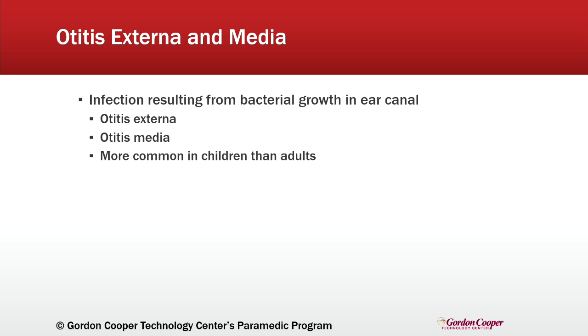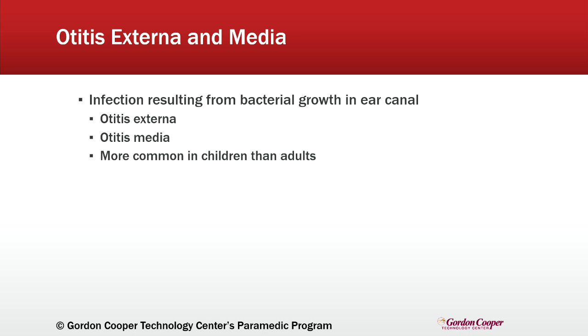Otitis externa and media are infections that result from bacterial growth in the outer ear canal or in the middle ear. Otitis externa is an infection of the outer ear canal, often referred to as swimmer's ear. Otitis media is an infection of the middle ear caused by fluid buildup behind the eardrum. These are both more common in children than adults, and they're most commonly caused by bacterial infections.